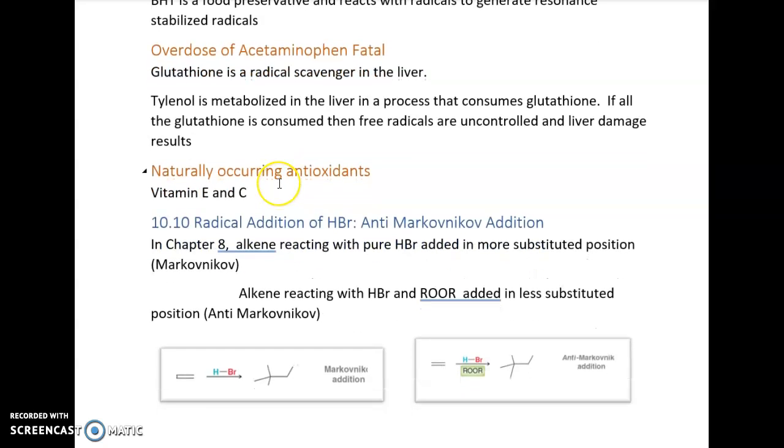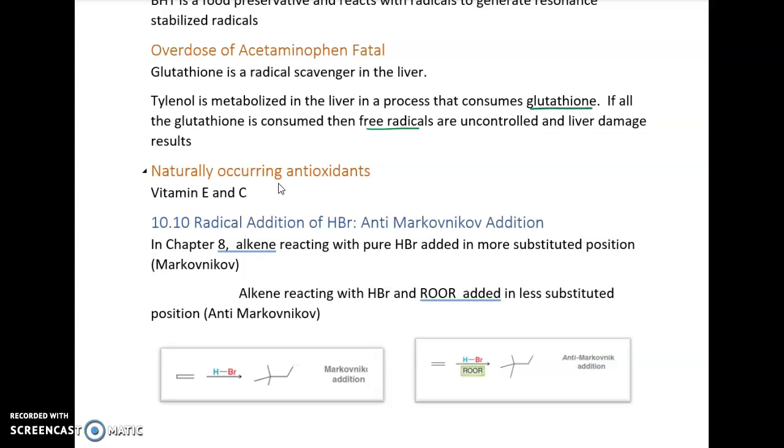I'm not going to say too much about the acetaminophen, but it's also a radical reaction. Glutathione is a radical scavenger in the liver, and what happens here is that when Tylenol is metabolized, it consumes all of the glutathione, and if all of the glutathione is gone, then the free radicals are uncontrolled, and you end up with liver damage.